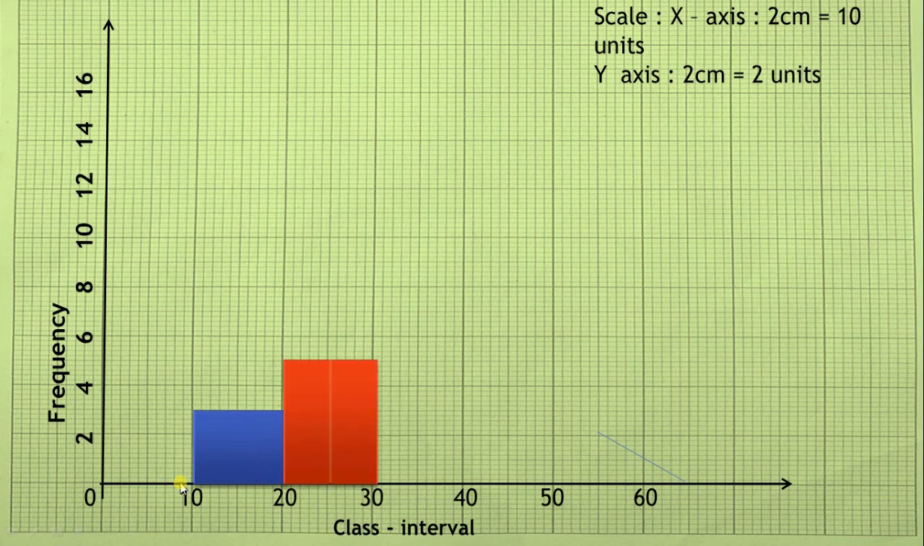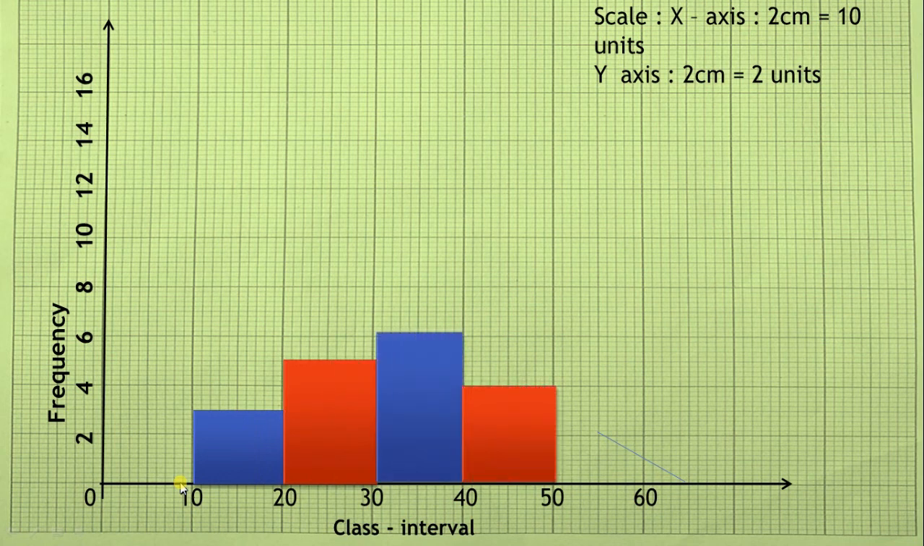10 to 20 is 3, 20 to 30 is 5, 30 to 40 is 6, 40 to 50 is 4 and 50 to 60 is 2. Hence mark the midpoints of the class intervals, and a midpoint before the first class and after the last class, and join them. This is your frequency polygon.